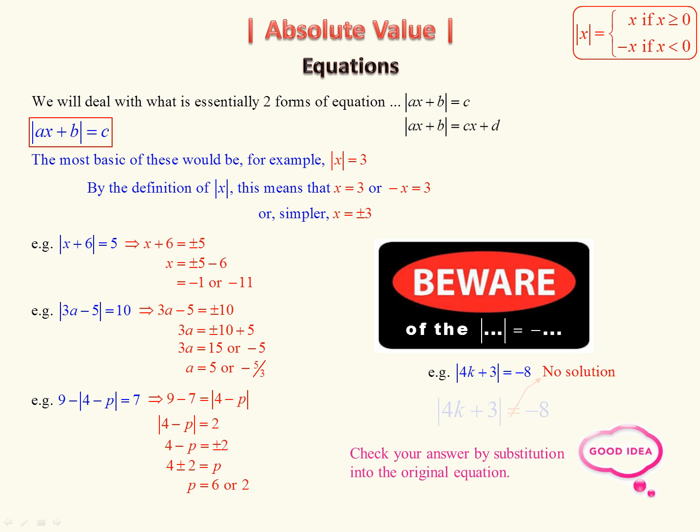That's why it's a good idea to always check your answers by substitution into the original. So I could take negative 1 and put it into the original: negative 1 plus 6 is 5, absolute value 5, yes. Negative 11 into there, negative 11 plus 6, negative 5, absolute value 5, yes, both are acceptable.